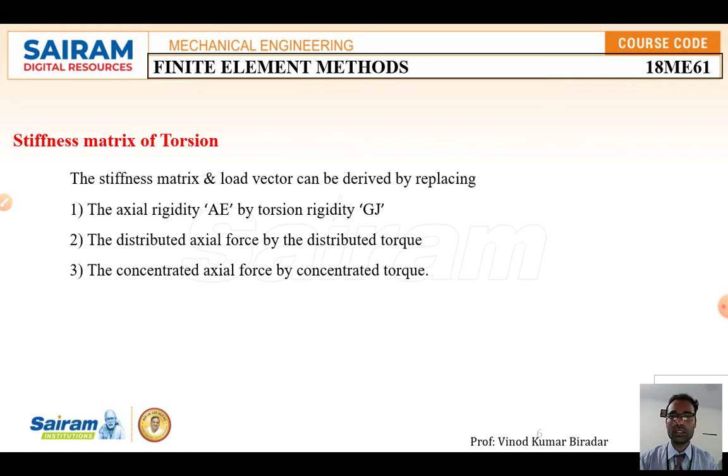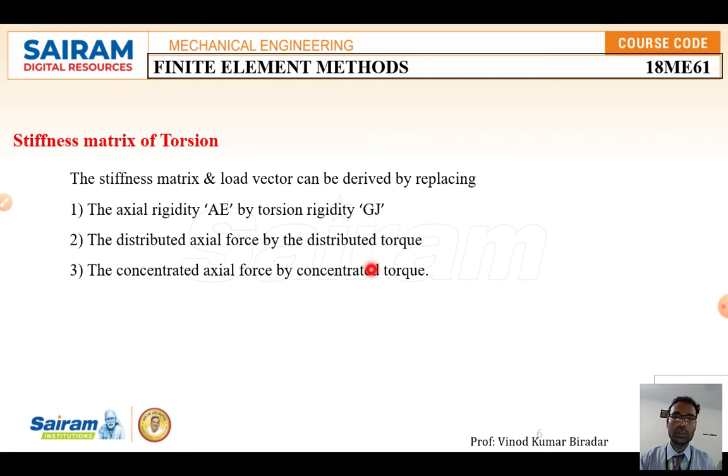Before solving the torsion element structure, the stiffness matrix and the load vector can be derived by replacing the axial rigidity, the same as what we derive for the 1D element. For the element stiffness matrix of the 1D element, we replace AE by the torsional rigidity GJ. The distributed axial force is replaced by the distributed torque, and the concentrated axial force is replaced by the concentrated torque. So distributed torque, concentrated torque, and AE replaced by the rigidity GJ. So you have to replace with G and J.